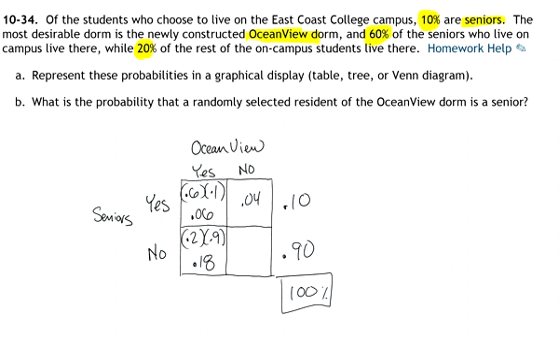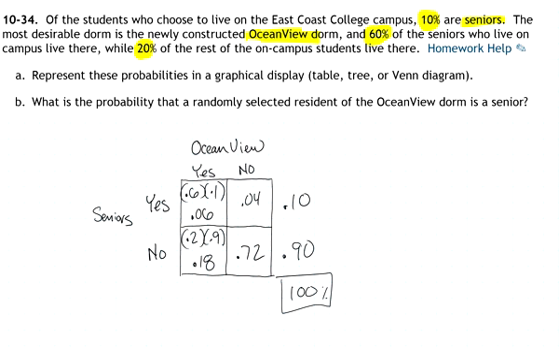Well, if that's 18%, and this needs to add up to 90%, not seniors, 90% minus 18% would be 72%. So that means that 72% of the people that live on campus are not seniors, and they live in a building or buildings other than Ocean View.